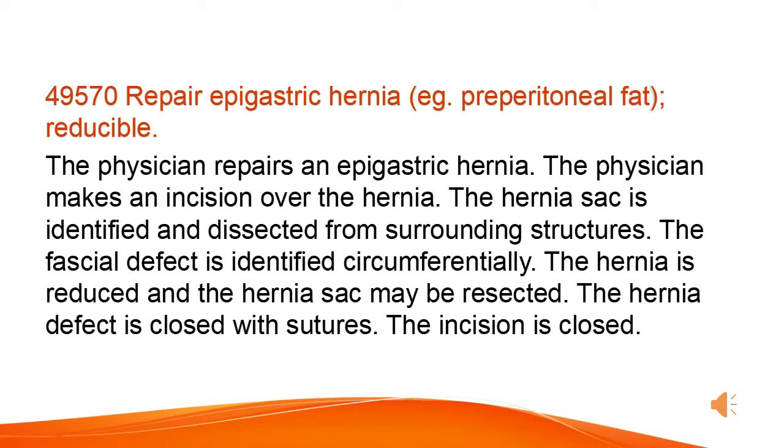The hernia sac is identified and dissected from surrounding structures. The fascial defect is identified circumferentially. The hernia is reduced and the hernia sac may be resected. The hernia defect is closed with sutures. The incision is closed.